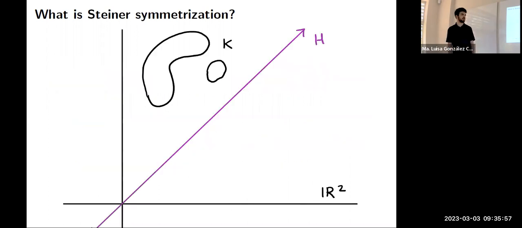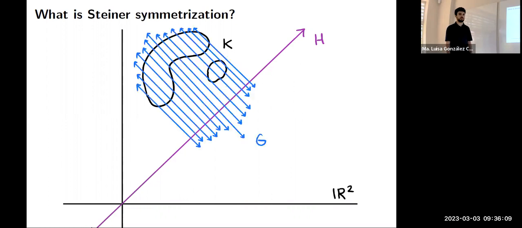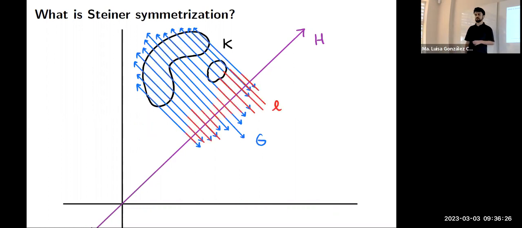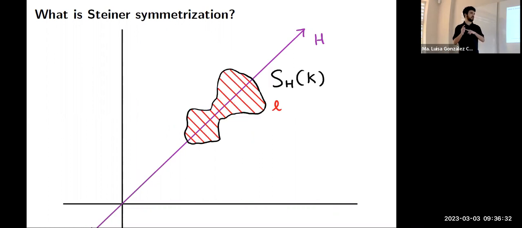Here is a visual example. We choose some subspace H, for example this line, and we have some set K. Now we take all the lines which are orthogonal to H and that intersect K. Now we are going to measure the one-dimensional volume of those intersections, which are in red. Now we construct a line segment of that length, and finally we have this new set, which is going to be our symmetral.